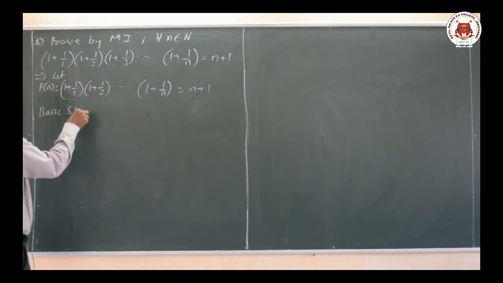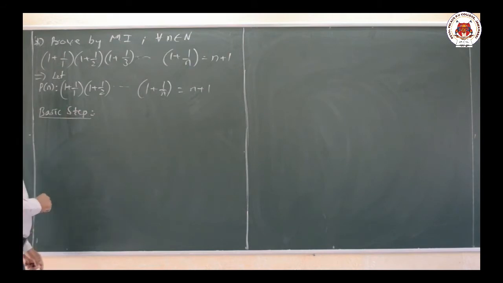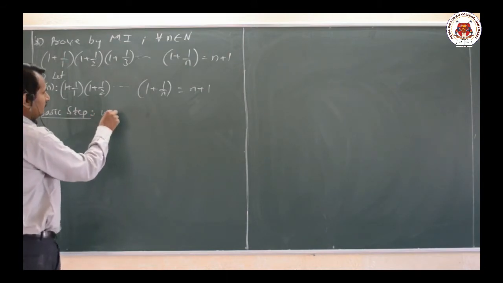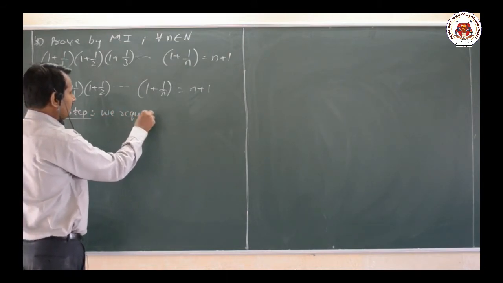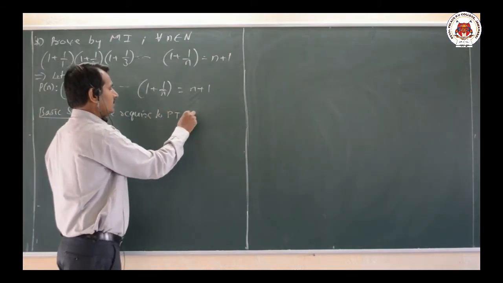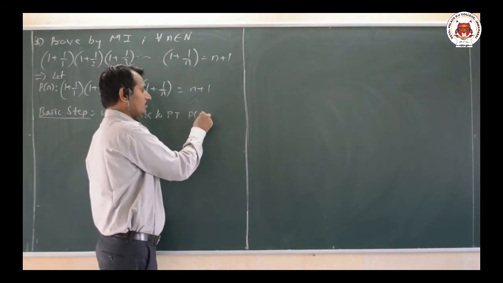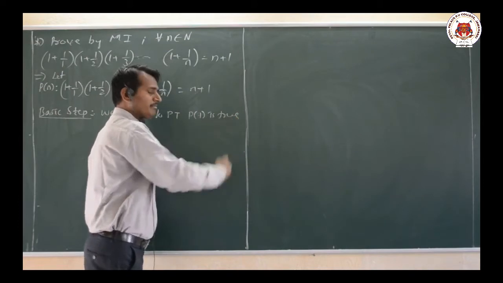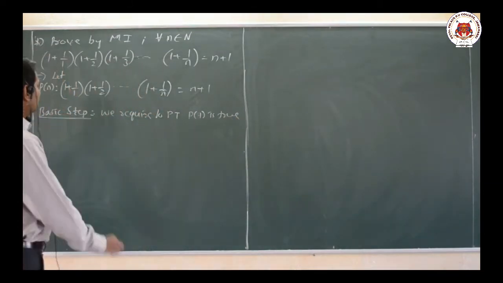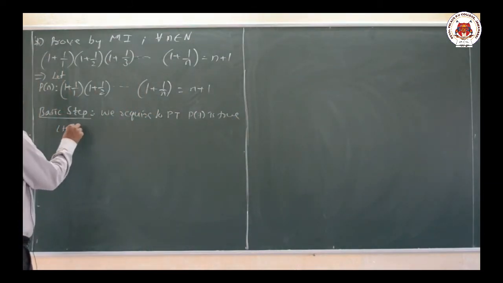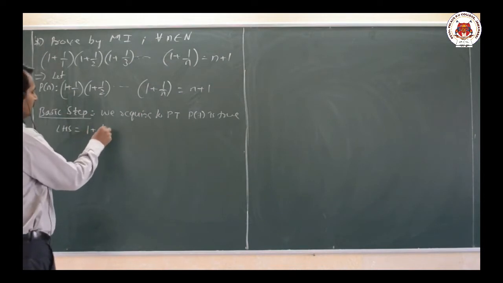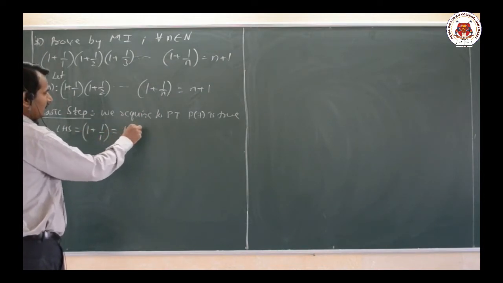Basic step. Now what we have in this basic step, let us observe here. We require to prove that p of 1 is true. We just have to check that p of 1 is true. What do we have to do here? First of all, LHS, what is it? 1 divided by 1 plus 1, so what is the value?